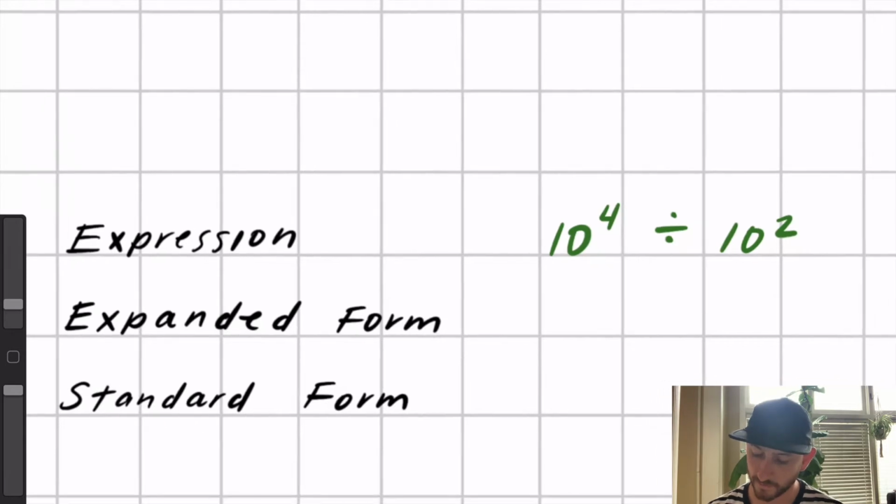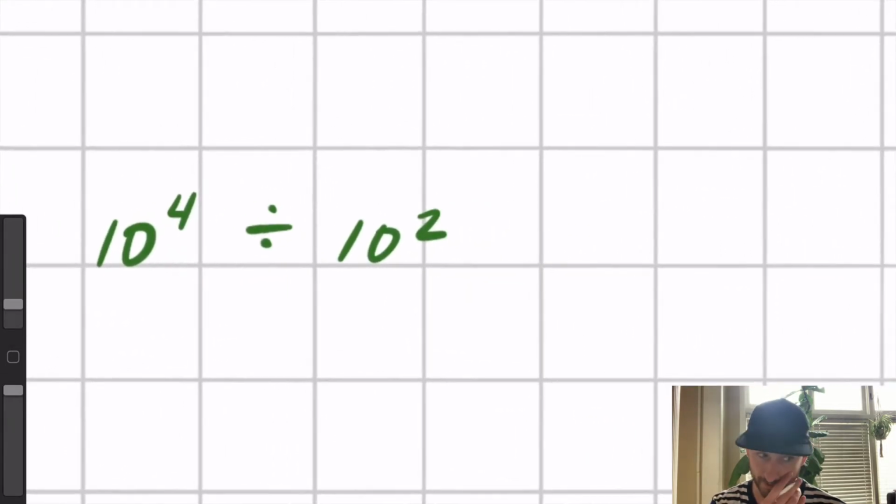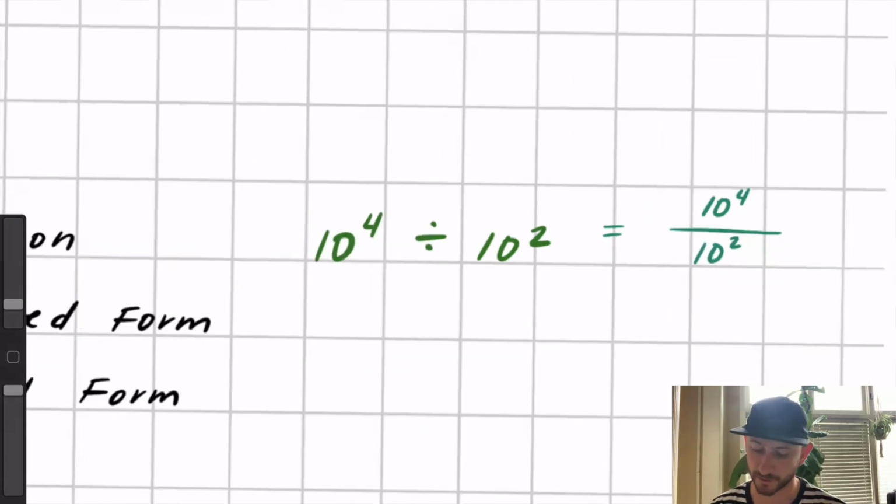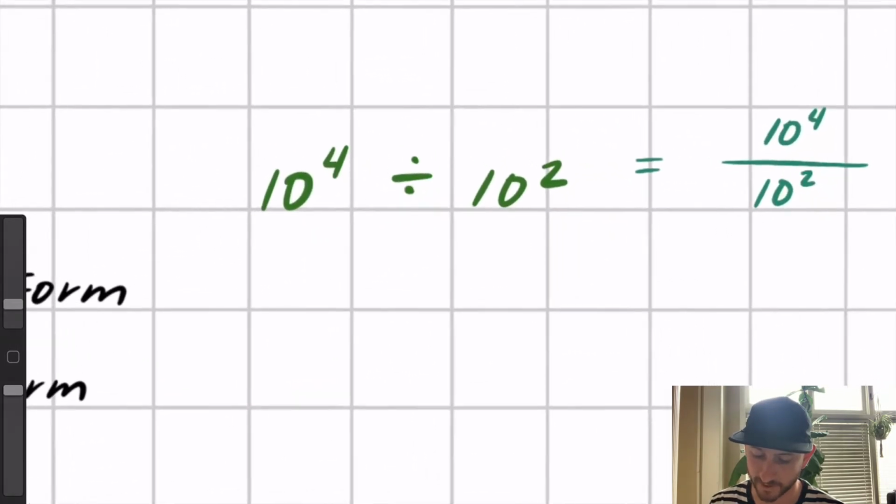So, expanded form. First of all, I just want to remind everybody that when you divide, you can just write those two terms on the top and bottom of a fraction line. So if I rewrote this as 10 to the power of 4 over 10 to the power of 2, that's equivalent. This means the same thing. And that's going to make the next step a lot easier. So when we write this in expanded form, I'm going to write it as a fraction.